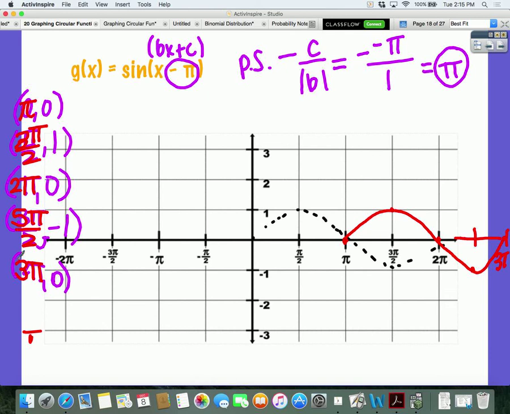Not the original, not the black one to the red one? No, but I'm talking about like the red, like when we do the negative sign. Oh, it was still the same thing. It's all going to shift over.